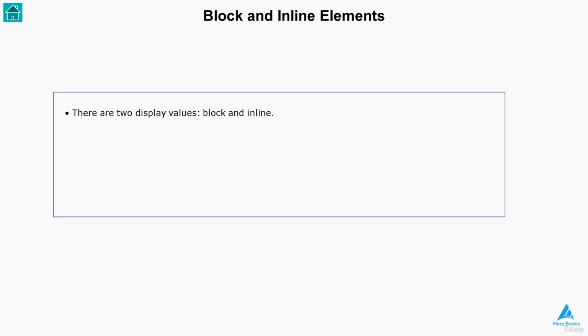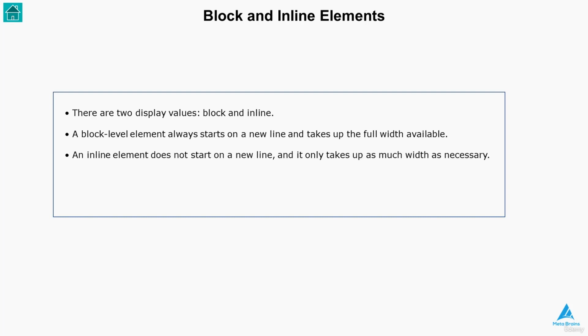We have talked a little bit about block elements before, but let's now dig deeper into the topic. So there are 2 types of display values, block and inline. A block level element always starts on a new line and occupies the full width available. An inline element is different from a block element. It only takes up space bounded by those tags.